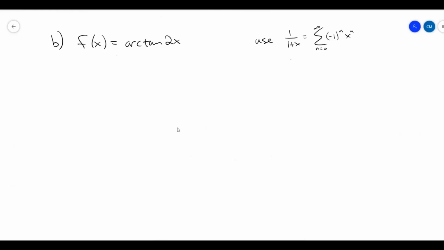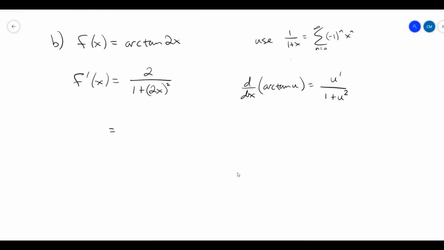But if you think about it, its derivative does. So thinking about the derivative of arctan, remember the formula for the derivative of arctan? That's u prime over 1 plus u squared. So on this problem, u is 2x. So u prime is going to be 2, and then over 1 plus u squared, so 1 plus (2x) squared. So this is the same as 2 over 1 plus 4x squared.